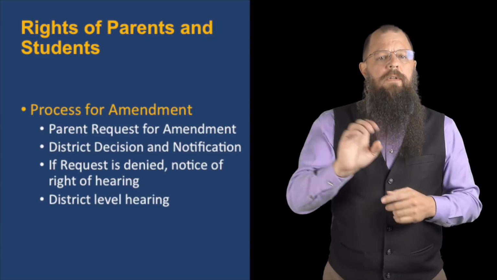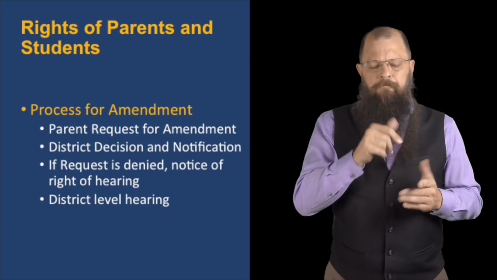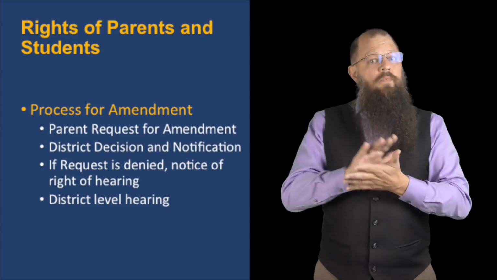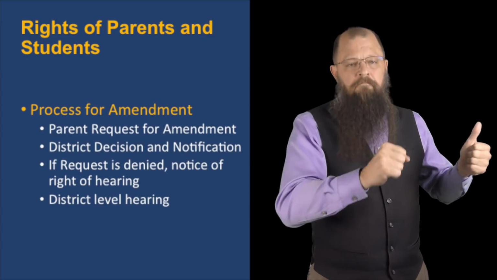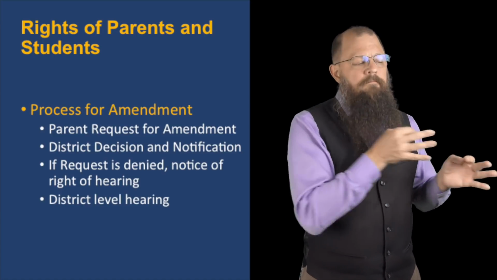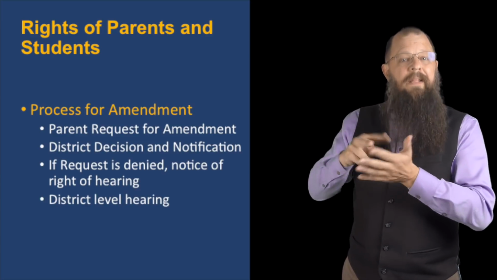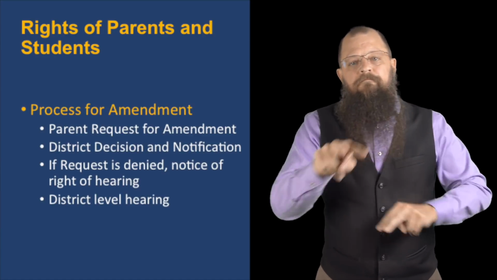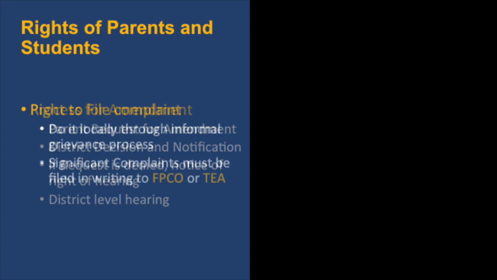If a parent or student reviews their educational record and notices a mistake or inaccurate information, they are able to first submit their request in writing for an amendment. The district will then review the request, make a decision, and notify the parent or student. If the request is denied, they will be given a notice of the right of hearing. And then they will have a district-level hearing, meaning that TSD would host a hearing to review the file.